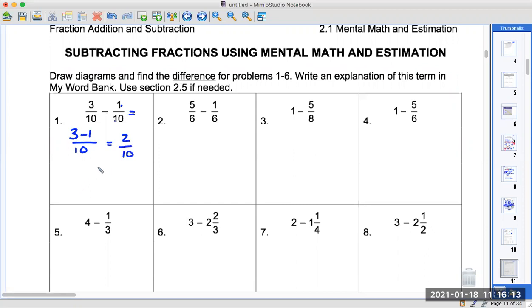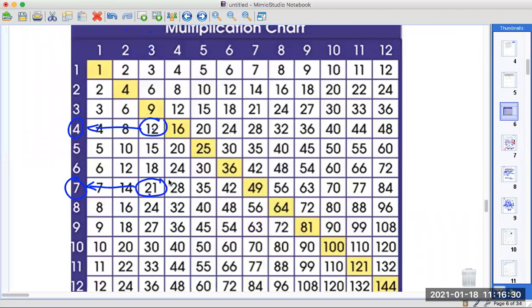And then you're done. However, this is not in simplest form. This is not the lowest form. 2/10 we can reduce. And I want you to think what number goes into 2 and also into 10. And I'm going to look for that on here. If you have a good number sense, no need to go to your multiplication chart.